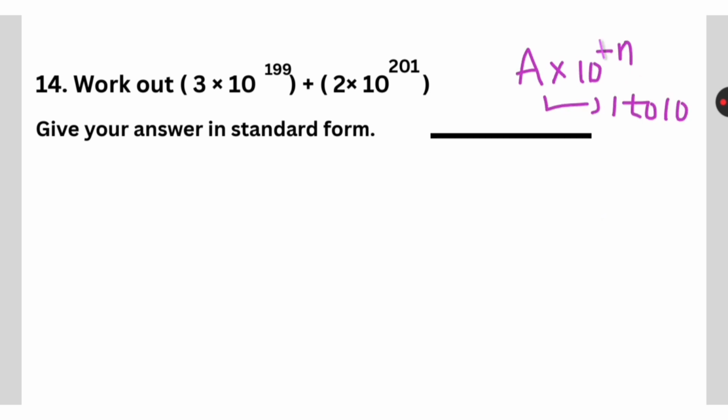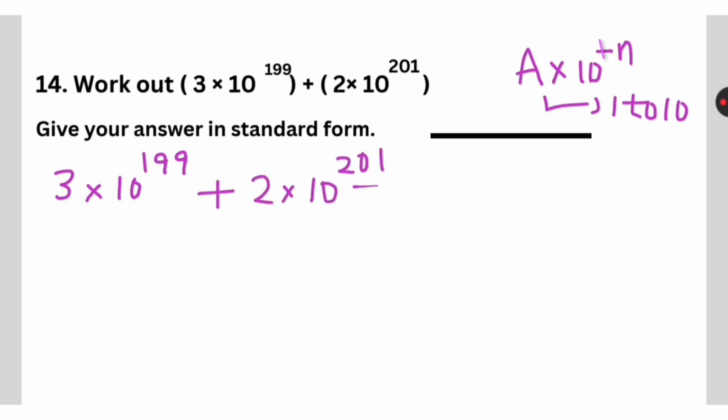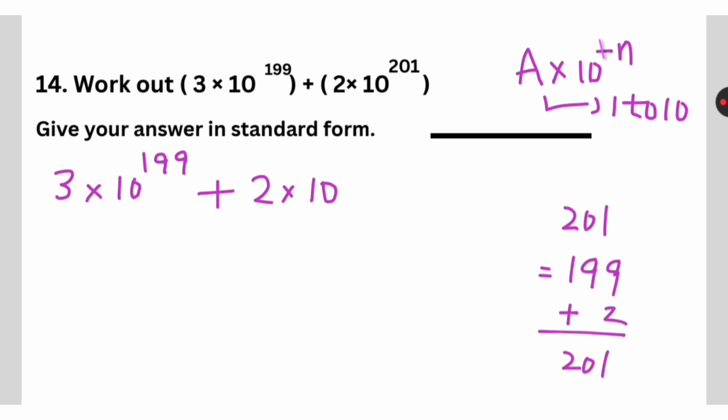So what is given? They have given 3 times 10 raised to the power of 199. This 199 is the power only for the 10, not for 3. Plus 2 times 10 raised to the power of 201. 201 we can also write in terms of 199, isn't it? 199 plus 2 gives 201. So instead of 201, we can write 199 plus 2.